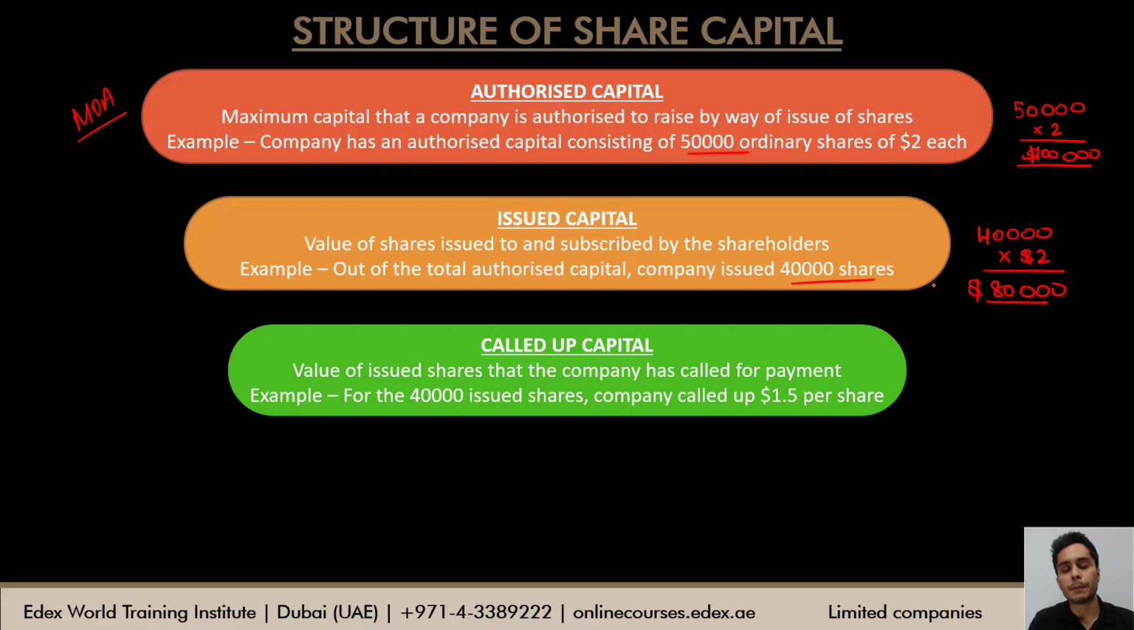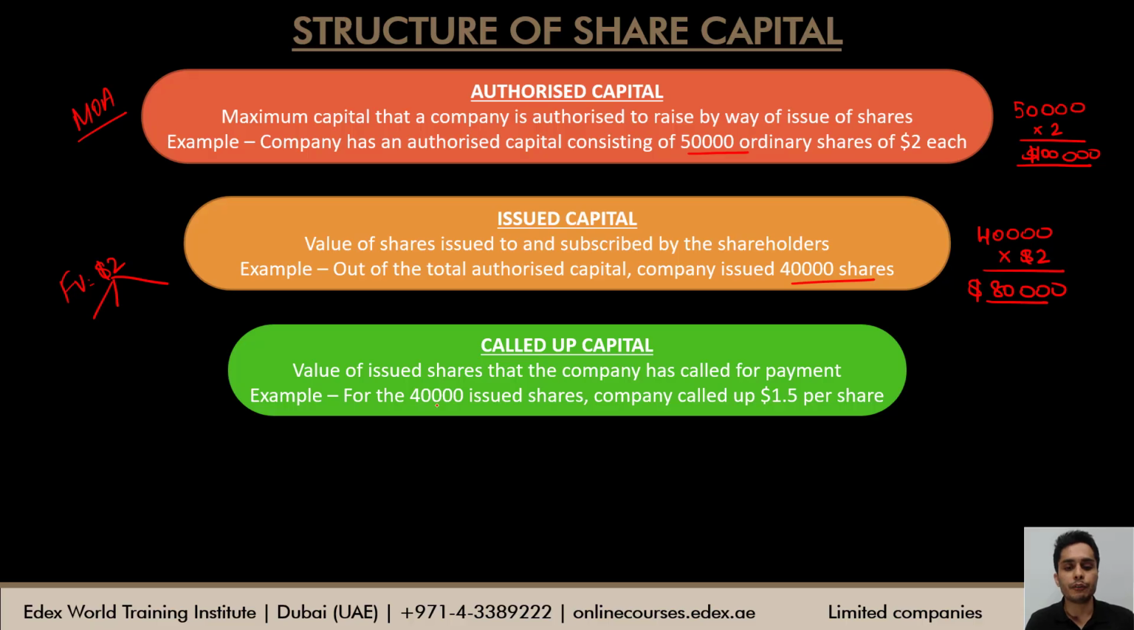Next is the called up capital. Now understand one thing, when the face value of a share is $2, the company need not ask the shareholders to pay the entire $2 on their shares at one go. It could divide the face value into different tranches and ask the shareholders to pay in installments. So whatever installment the company has asked the shareholders to pay on their shares, that part of the issued capital is known as called up capital. The company has called that amount.